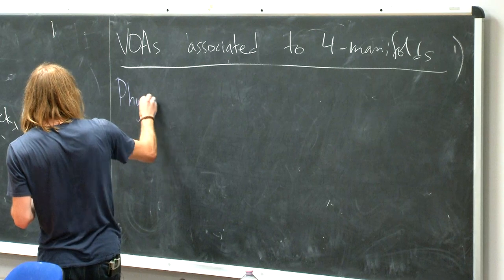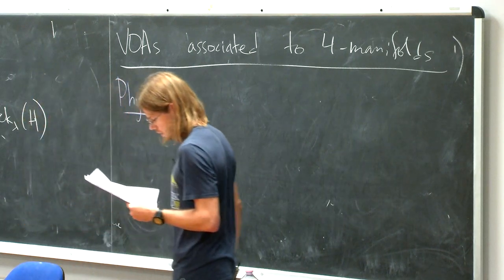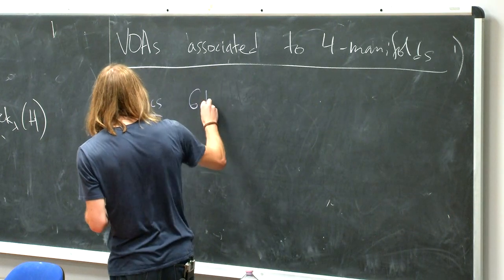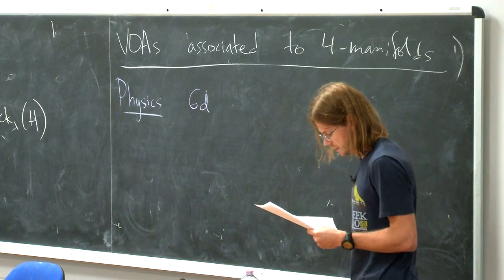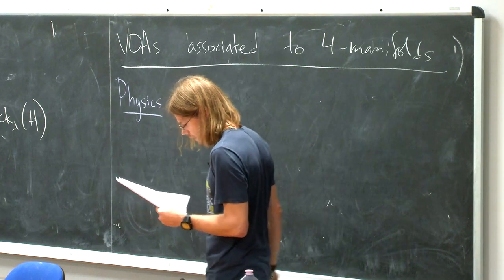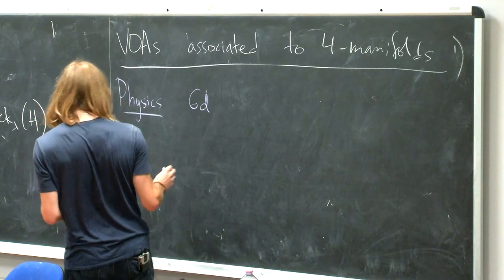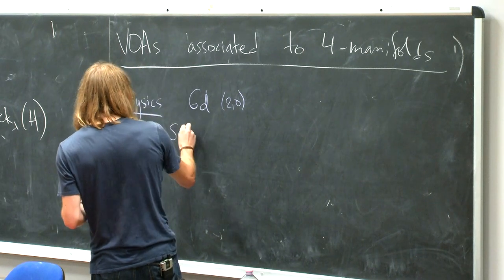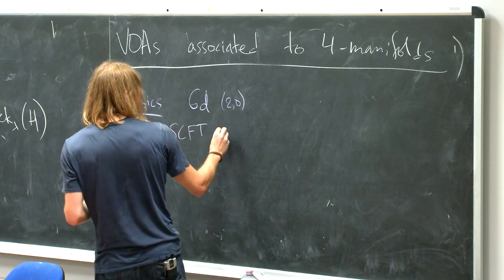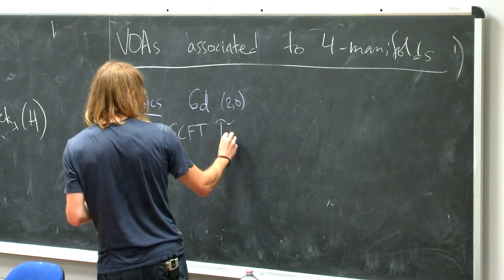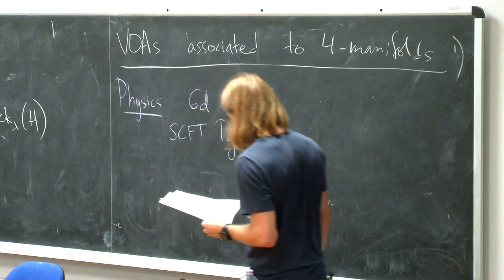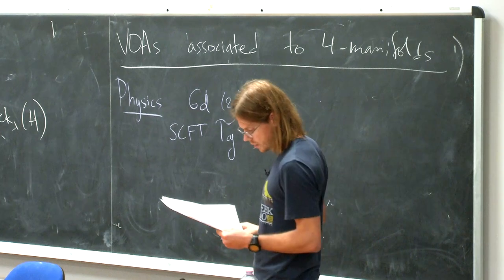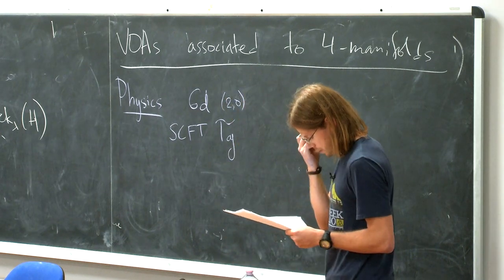So what is the physical construction of the vertex operator algebra associated to four manifolds? And then I will try to continue the discussion while avoiding reference to six dimensions. So I take a six-dimensional 2,0 theory labeled by some Lie algebra G, which is a direct sum of abelian Lie algebras and simply laced Lie algebras.